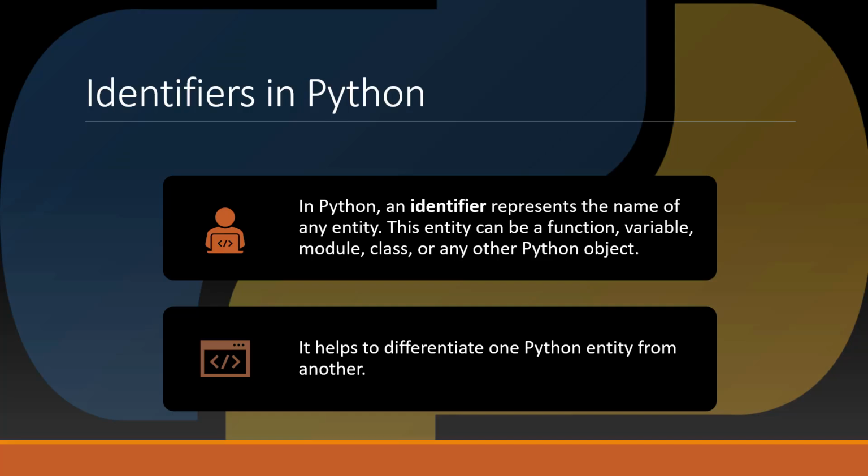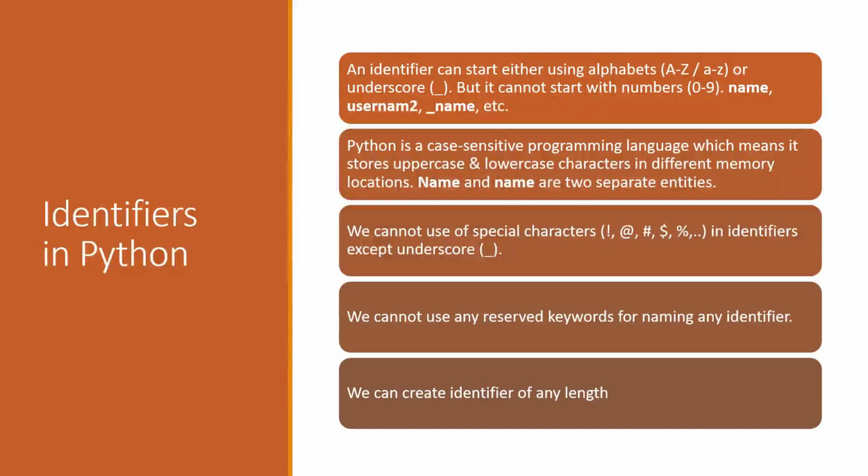This entity can be a function, variable, module, class, or any other Python objects. So in very simple terms, an identifier is a user-defined name that helps to differentiate one Python entity from another. Now, there are certain rules that we need to follow while naming any identifier in Python. These rules are as follows.